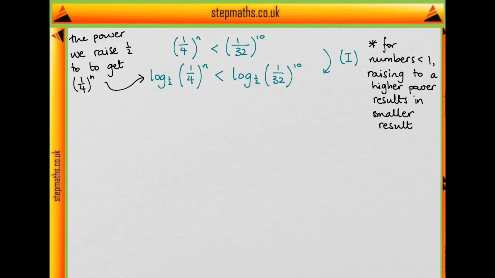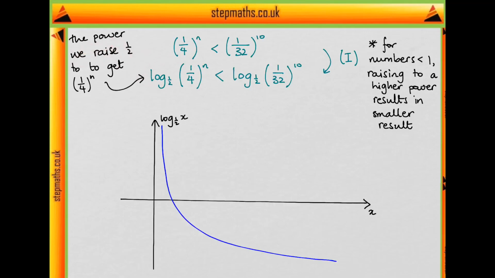And also remember, for numbers that are less than 1, when we raise to a higher power, we're going to get a smaller number as a result. So that means because 1/4 to the n is less than 1/32 to the 10, we're going to have to raise a half to a higher power to get to this smaller number. So because the log is the power that we raise to, the graph of log base a half is going to look something like this, right?